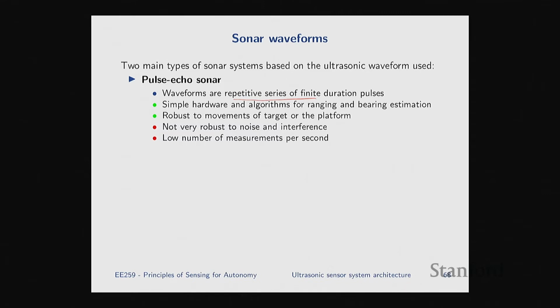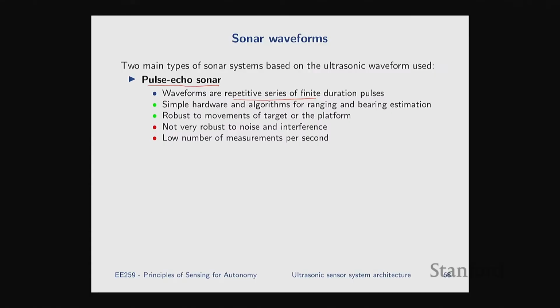The hardware and algorithms that are needed to generate the pulses and also process the echoes to do ranging and bearing estimation are very simple. And this type of sonar is called pulse echo sonar, by the way. But it also comes with some drawbacks. Typically these systems are not very robust to noise and interference, and they're limited in how many measurements you can do per second, because most of the time you're not transmitting anything. You just send a pulse, you listen for all the echoes, and then you send another one. So that, as we'll see, limits how many measurements you can do per second.